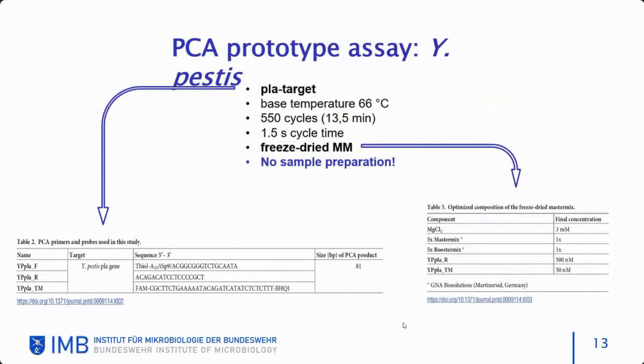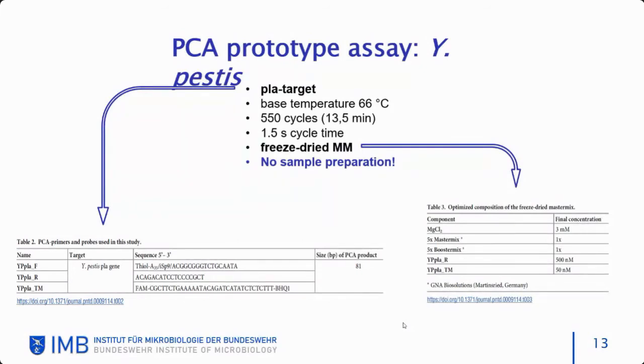And the prototype assay: we started out with a proof of principle assay. So please keep in mind, this is a proof of principle assay, but we use this for the detection of Yersinia pestis. You can see some of the basic parameters of the assay right here. We decided to use the PLA target as a multi-copy target, and you can see the primer design in the table below. You can see that the necessary thiol modification was added to the forward primer. The overall size of the PCA product is 81 bp, so it's a fairly small product.